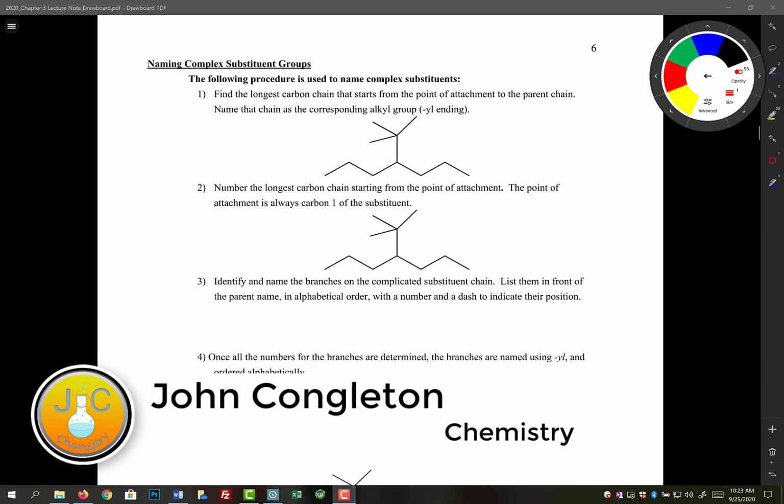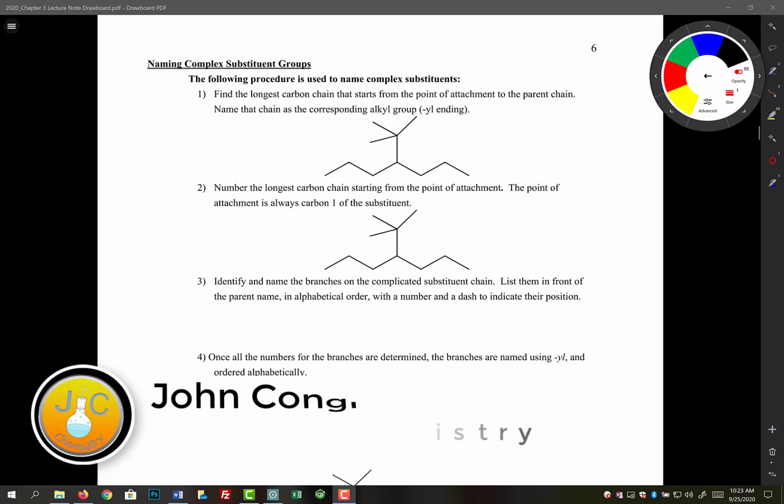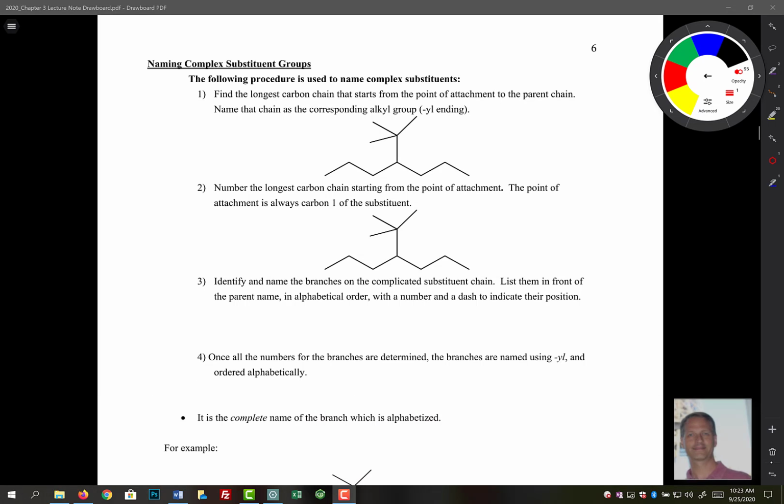Now, the last thing that we need to take a look at here for nomenclature is how to name complex substituent groups. Up to this point, we have seen how to name simple groups, like this is a methyl, that would be a CH3. And then we also saw, for example, the ethyl. Now, it turns out that our branches can have branches. And there's a way of naming this when we encounter this situation.